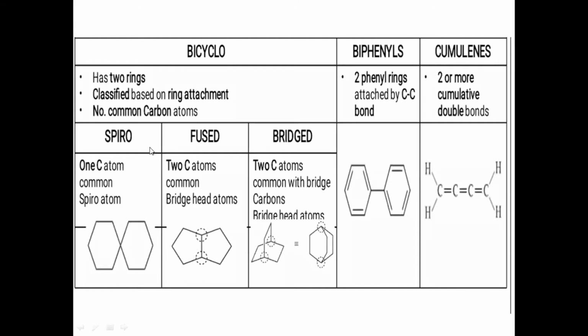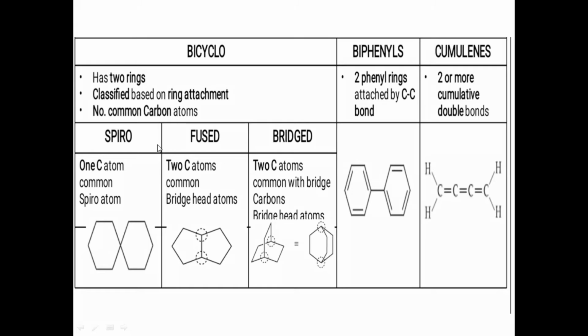So bicyclic compounds are Spiro compounds, fused, and bridged. In Spiro compounds, the two rings are attached by a single carbon atom. The Spiro compounds have a common carbon atom between the two rings. These compounds may be hydrocarbons or they may be derivatives having a double bond or another functional group.